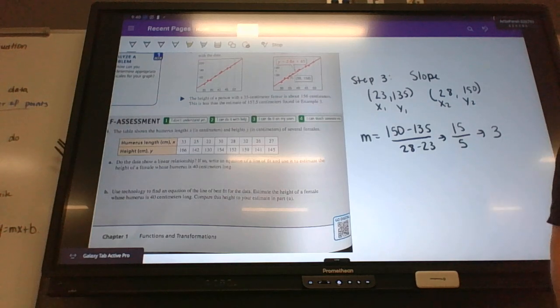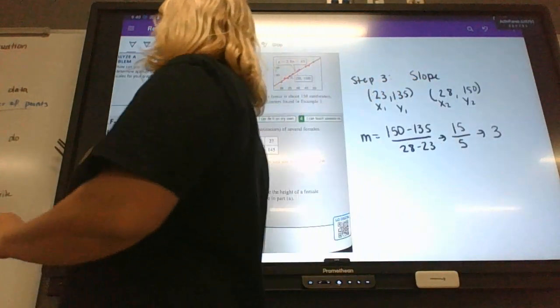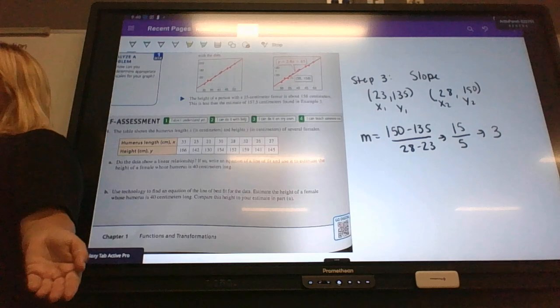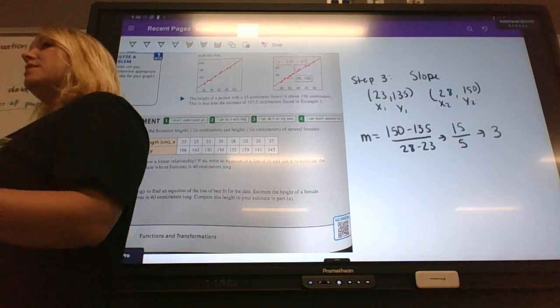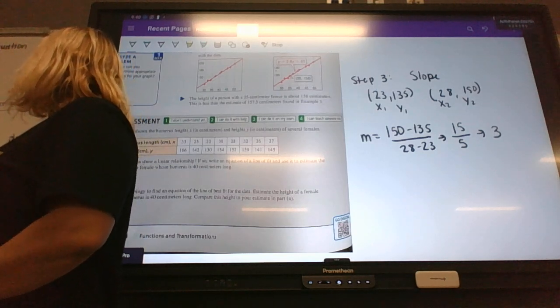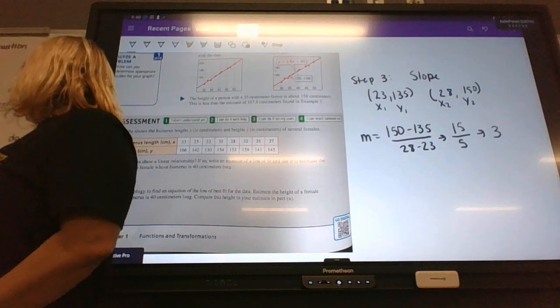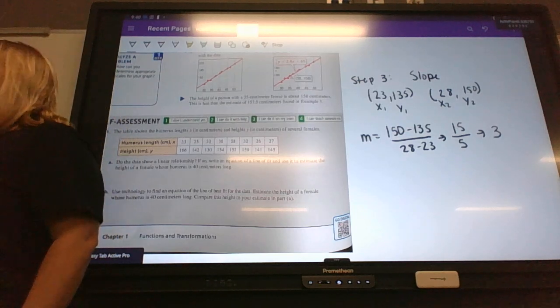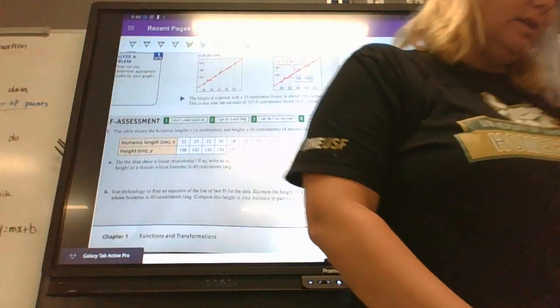Okay. So that's step 3. Check. Find your slope. Step 4 is to actually write the equation. We want an equation that looks like y equals mx plus b. So I'm going to use the slope and the first point, and I'm going to do point slope form to write a linear equation.